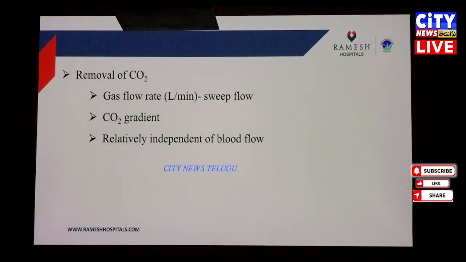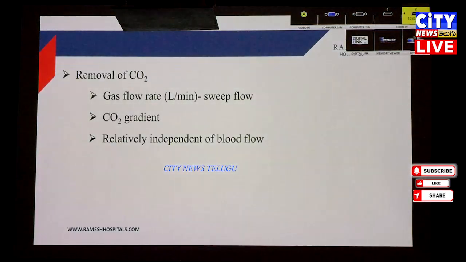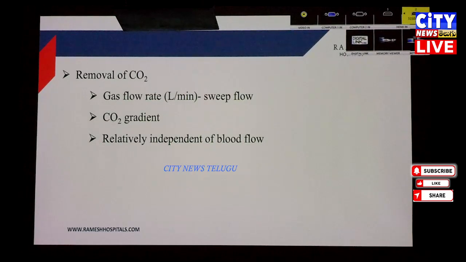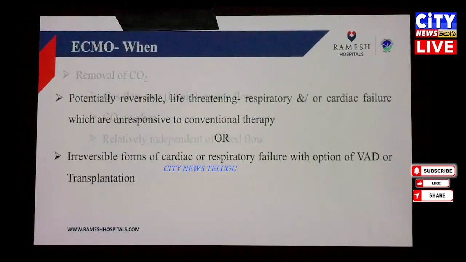Coming to removal of carbon dioxide, it depends only on one factor, and that is the total gas flow rate. Remember we discussed the blender, wherein you give oxygen to the patient. So what is the total gas flow rate? The higher the gas flow rate, the more carbon dioxide will get washed out. So that is called the sweep flow rate. So carbon dioxide removal only depends upon the sweep flow rate.